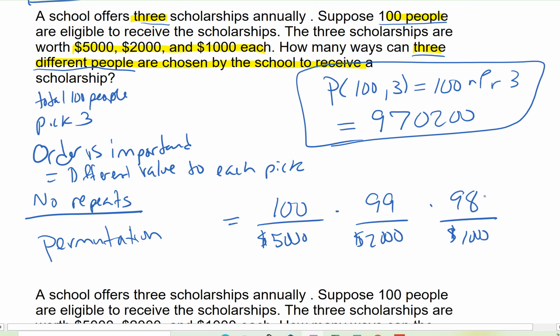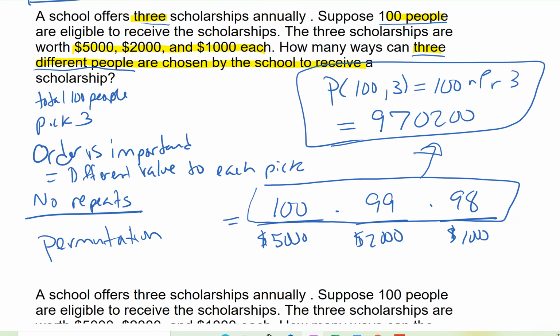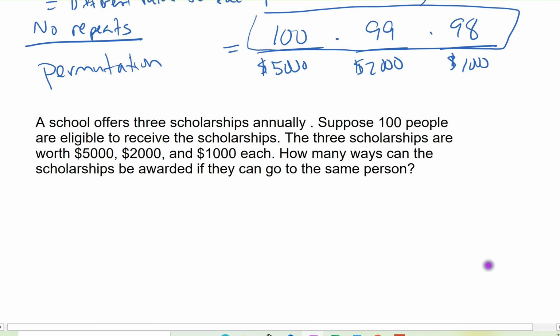And I'm giving away all 3, so it's an "and." I picked the first and the second and the third scholarship. If you take 100 times 99 times 98, that will come out to the same value the permutation formula gave me. That's just an alternative. You can solve it that way if you want to, and that'll actually help you out for the next problem.